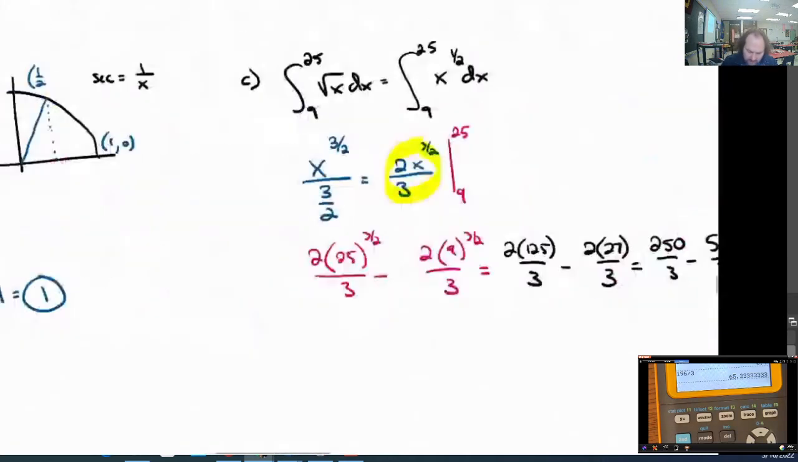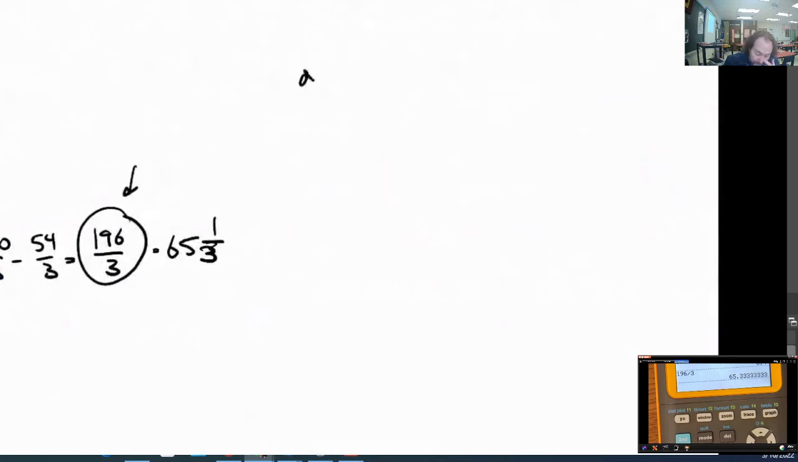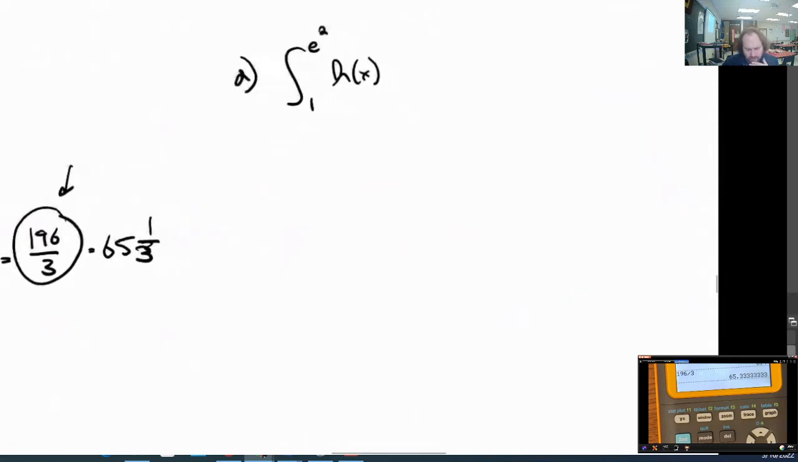Question D. I'm using a lot of space for these. I kind of recommend that you do the same. Okay. This is the integral from 1 to e squared of the natural log of x. A very easy antiderivative. Actually, or is it? The antiderivative of the natural log of x. What thing has a derivative of the natural log of x? Because I know the derivative of 1 over x is the natural log of x.